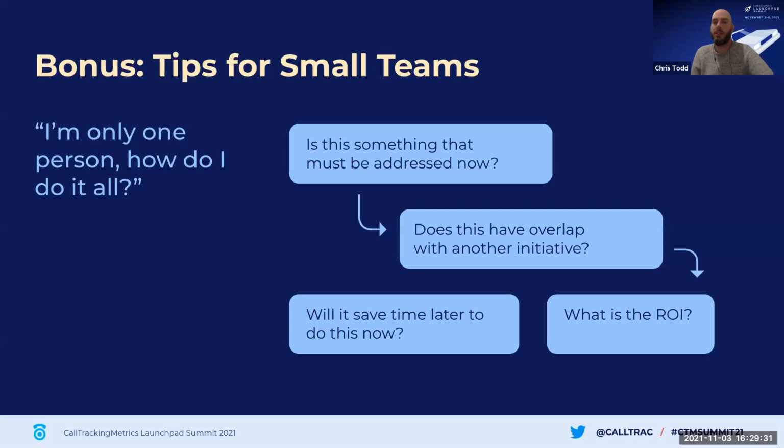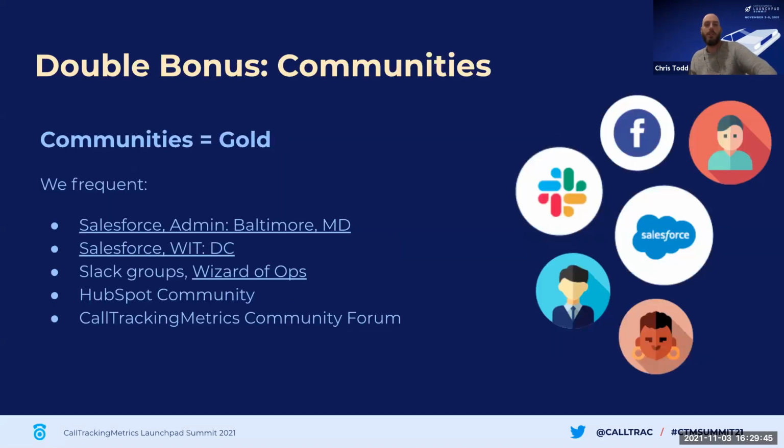If it's going to make things easier 6 months from now, if you just knock something out right now, get it done, because it's going to open up so much time to do other things that's going to make your team even more successful. And then we also have a double bonus, because also for small teams, an important tip is just ask for help.